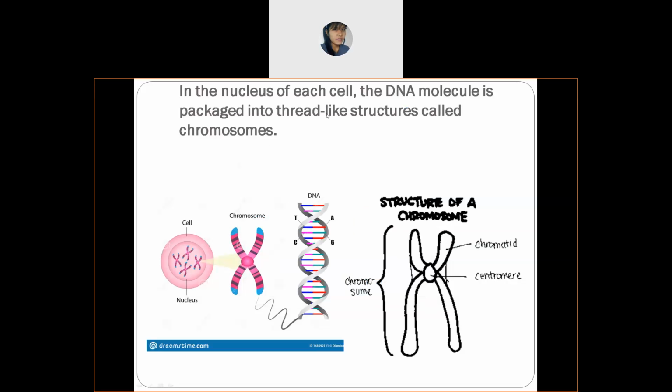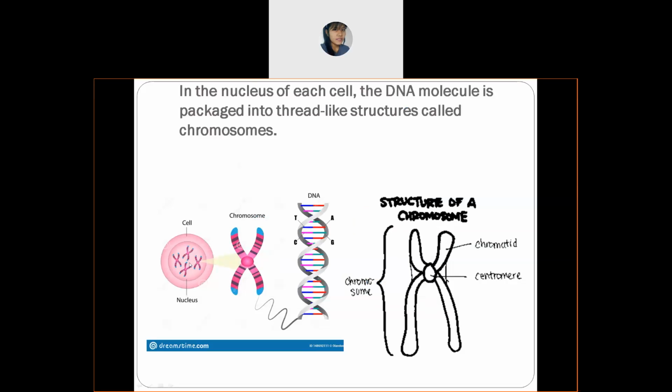In the first class, I explained to you about eukaryotic and prokaryotic cells. So this is a eukaryotic cell, as you are seeing on the screen. Inside a cell, what will you get? Inside a cell, you will get a nucleus. This is the nucleus, which is being circled. And inside the nucleus, you will get chromosomes.